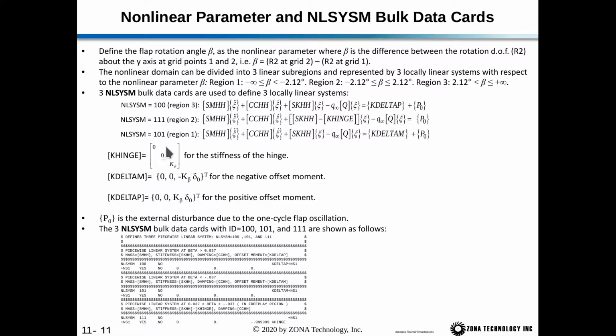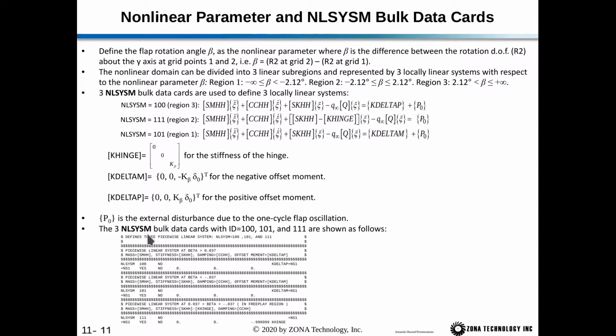K hinge is 0, 0, K beta for the stiffness of the hinge. K delta M is 0, 0, and then minus K beta times delta naught for the negative offset moment. K delta P is the positive offset moment. And then P naught is the external disturbance due to a 1-cycle flap oscillation. So that will be our external disturbance to excite the system.